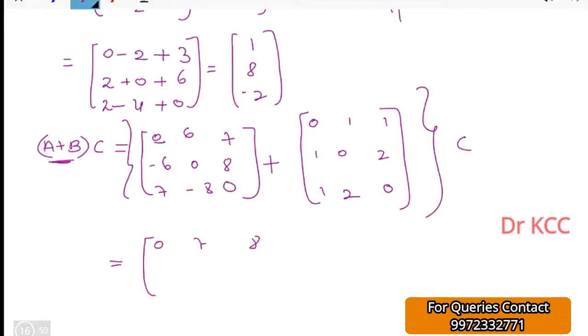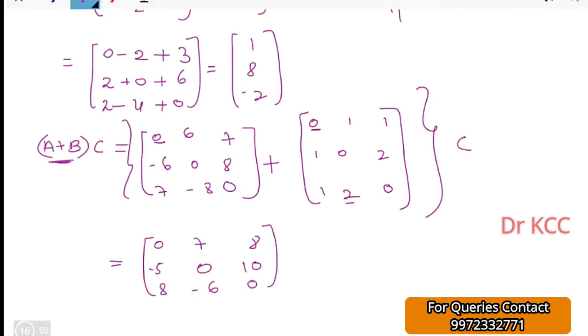Minus 6 plus 1, minus 5. 0 plus 0, 0. 8 plus 2, 10. 7 plus 1, 8. Minus 8 plus 2, minus 6. Again 0 plus 0 is 0. Now we found out what is A plus B.